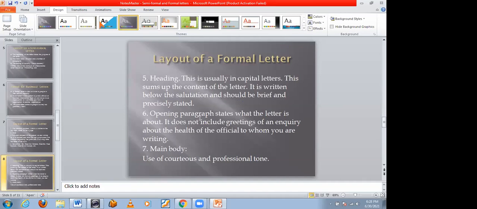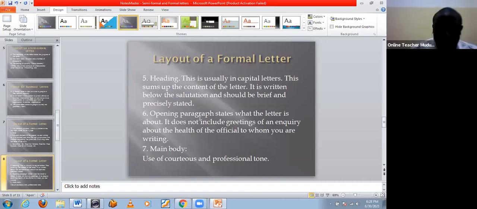Yes, sir. All right. So just below the salutation, we're going to have the heading. This is usually in capital letters. This sums up the content of the letter. So the heading sums up the content of whatever you're writing in that letter. This heading is written below the salutation and it should be brief and precisely stated. So the heading also would depend on the form of a formal letter you're writing.